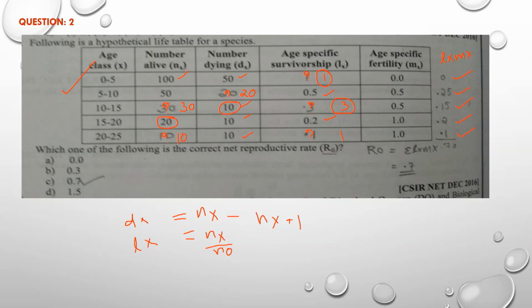So sigma Lx Mx is equal to 0.70. That means 0.7. So net reproductive rate R0 is 0.7. So the answer is option C, 0.7.